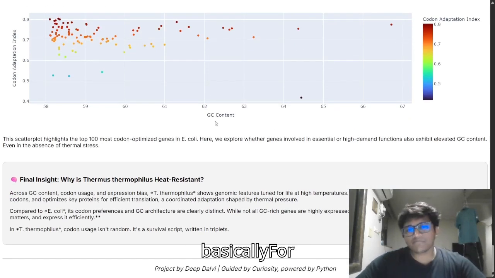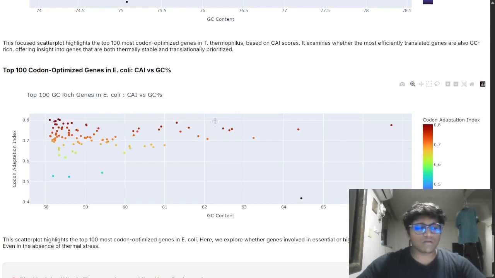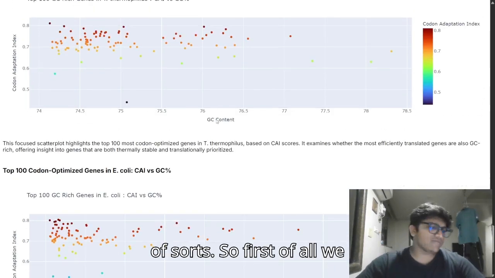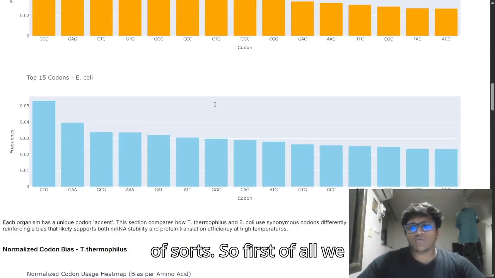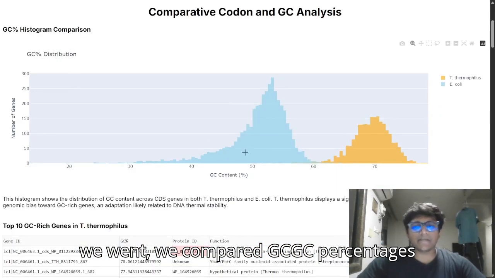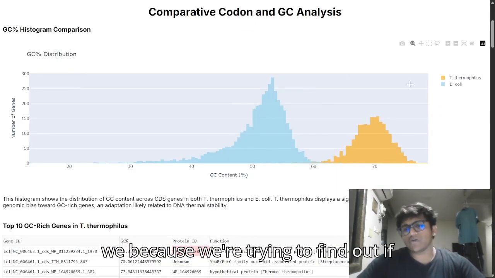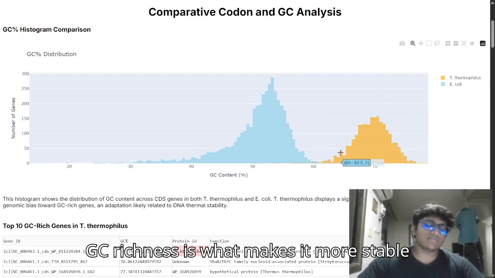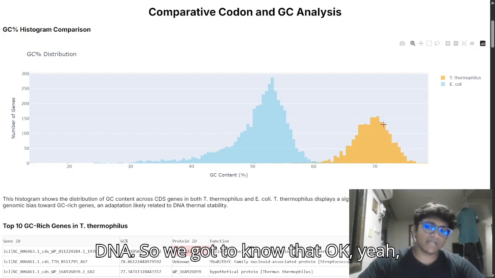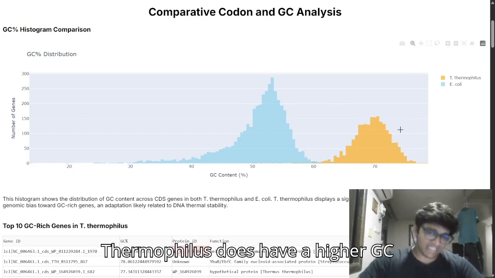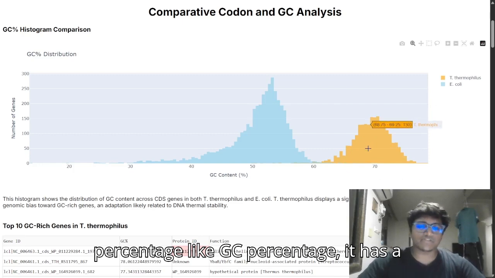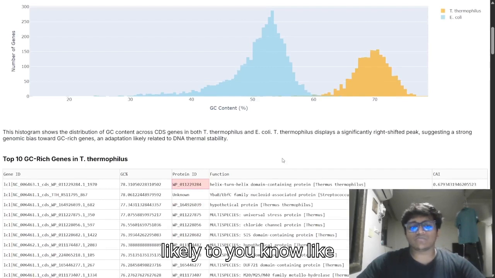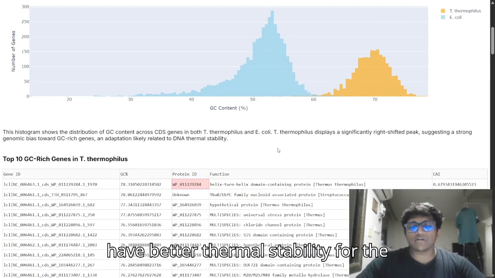So basically, I'll do a quick recap of sorts. First of all, we compared GC percentages, because we were trying to find out if GC richness is what makes it more stable, because GC richness would mean a stable DNA. So we got to know that, yes, Thermophilus does have a higher GC percentage. It has a higher GC content. So that is likely to give better thermal stability for the DNA.